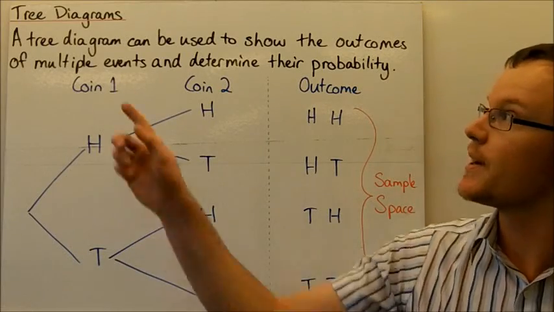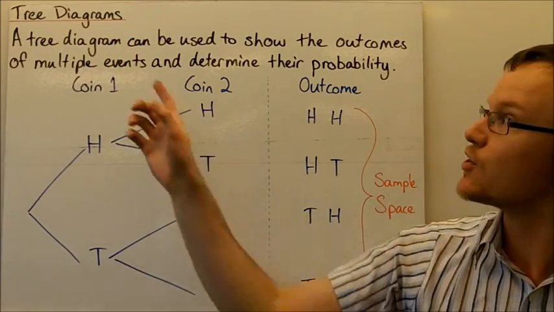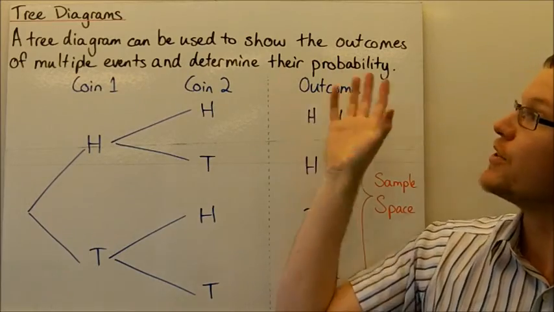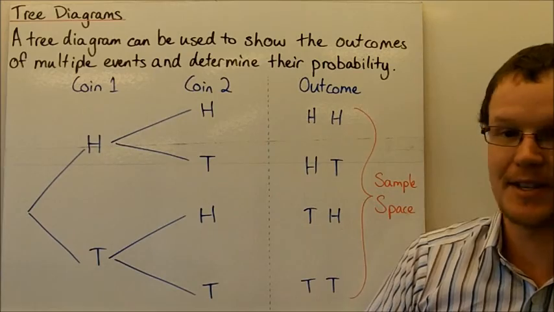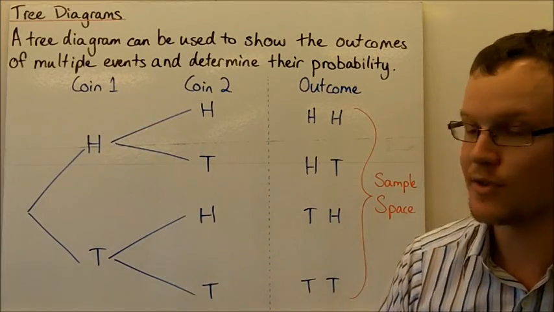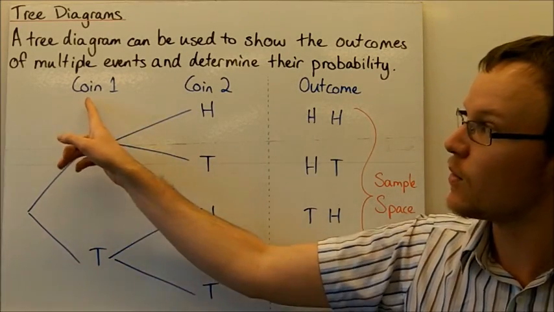Today we're going to be talking about tree diagrams. A tree diagram can be used to show the outcomes of multiple events and then determine the probability of those events occurring. So here we've got an example of a tree diagram that shows flipping one coin and then a second coin after it.